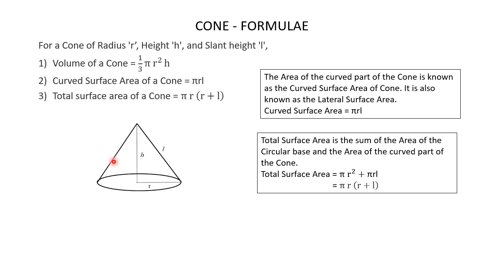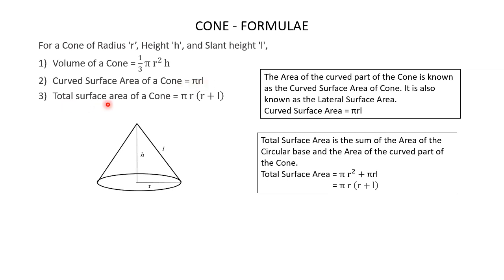Now look at this cone. You can see that this is the curved part of the cone. Now the area of this curved part of the cone is the curved surface area of the cone. It's also known as the lateral surface area. And curved surface area is equal to pi r L.